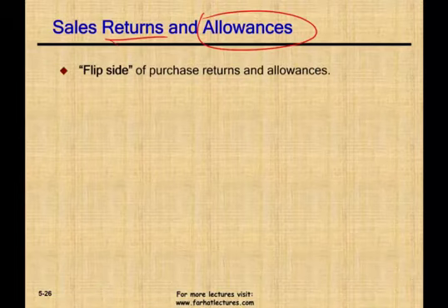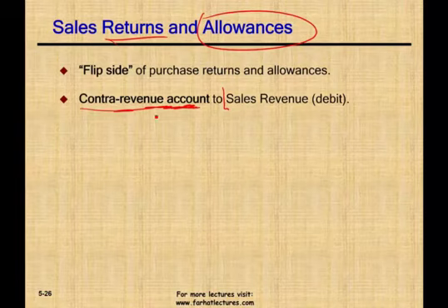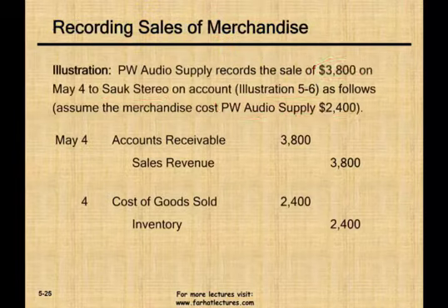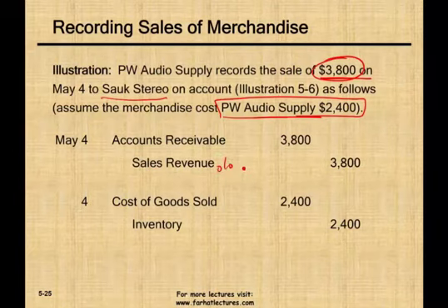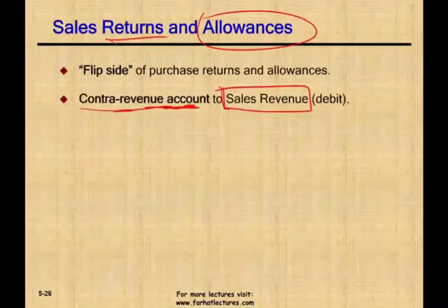So basically, we're going to do something very similar with a slight modification. We're going to debit an account called sales returns and allowances, and the type is contra revenue. Do not debit sales when you make a return. So we don't debit sales. We're going to flip it, but slightly differently. We're going to debit instead sales returns and allowances.